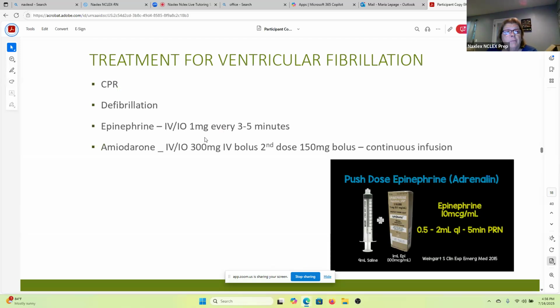We're going to administer epinephrine, which is 1 milligram every 3 to 5 minutes. And you see, I put a picture of the epinephrine that comes. They're called Bristojets. And that is what you will find in the crash cart. And then amiodarone as well, which is your antiarrhythmic. That may be 300 milligrams for the first dose. And the second dose is going to be 150 milligram bolus. And then if the patient has return of spontaneous circulation, we may put a continuous infusion of that amiodarone.